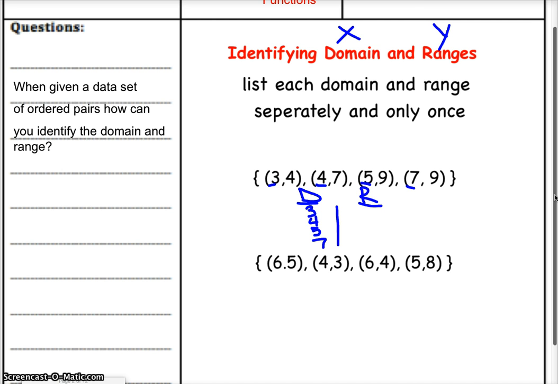My range is the y. So what are my y's? 4, 4, 7, 9, and only do it once. See how that's another 9? I only put one 9 down. So my different y values are 4, 7, and 9. Identifying the domain and range.